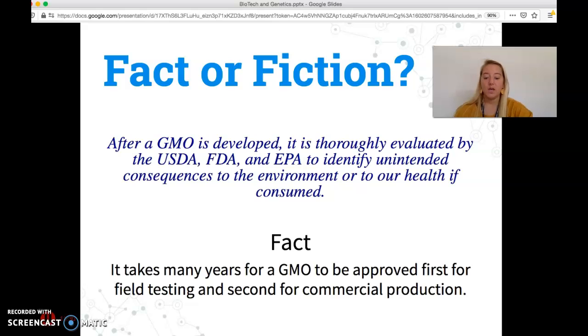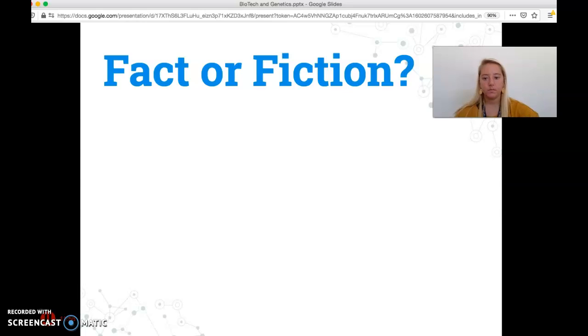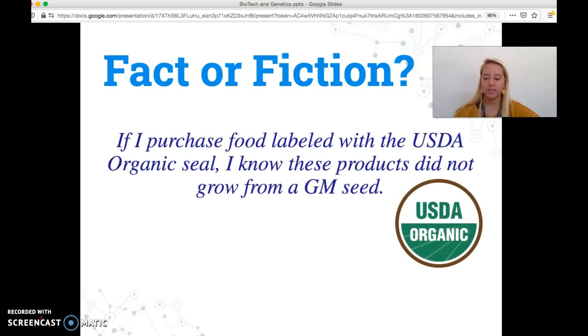So it takes many, many years for a GMO to be approved, first for field testing and second for commercial products. So the very first thing we do is we test this GMO. Is it going to be harmful to the environment as we plant it? And then secondly, is it going to be harmful to anybody who ingests it? So there is a lot of thought and planning into these GMOs. It's not just like mad scientists going crazy and then selling the product. So we have some regulatory agencies on there.